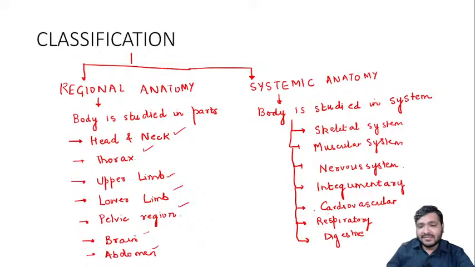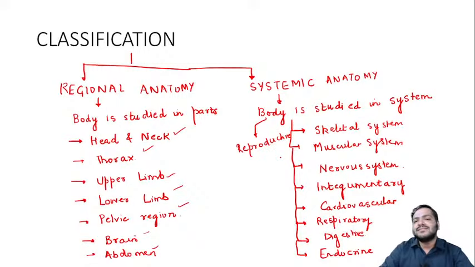So the digestive system, we have the endocrine system, thyroid glands. Apart from that, your favorite reproductive system, that is studied under systemic anatomy. So these are all the systems where the body is integrated together and studied. And regional anatomy is where we have divided the body into parts.